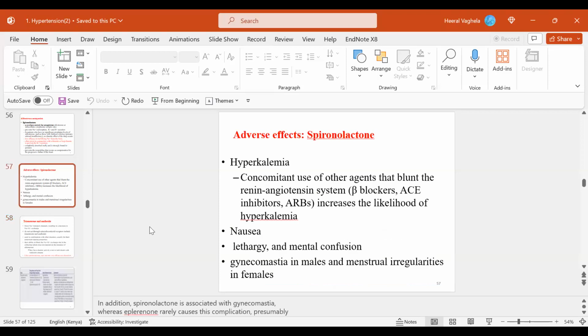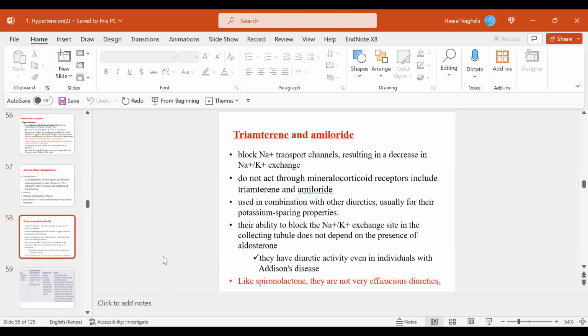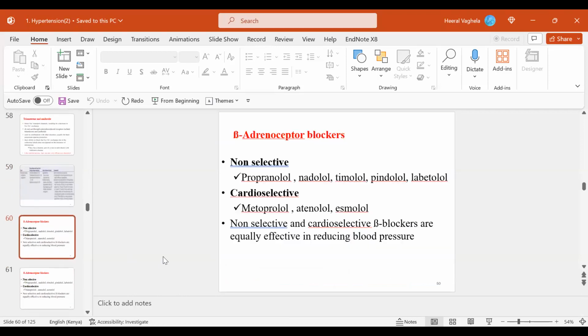If they're taking spironolactone and the adverse effect they get is gynecomastia in males and menstrual irregularities in females, then you opt for eplerenone. So that's for the diuretics.